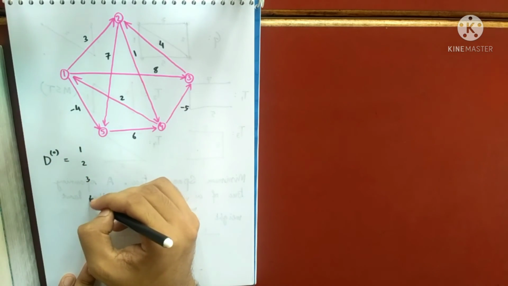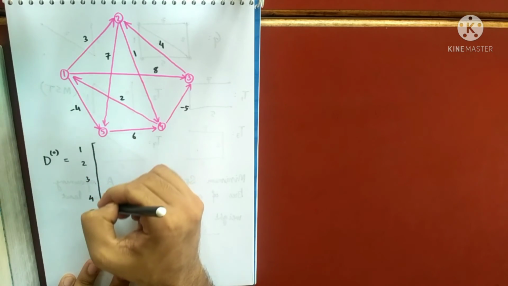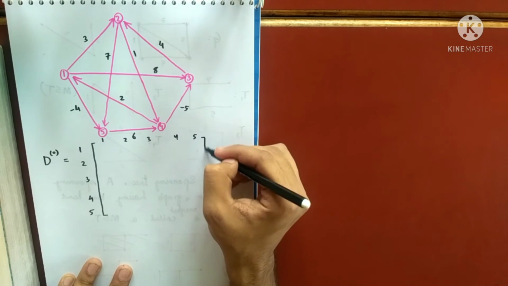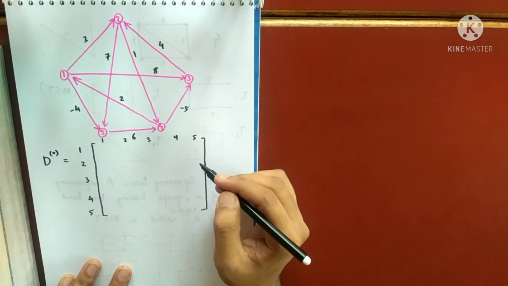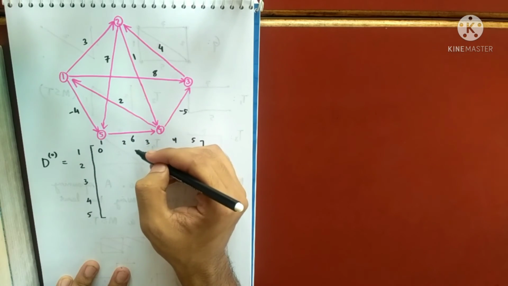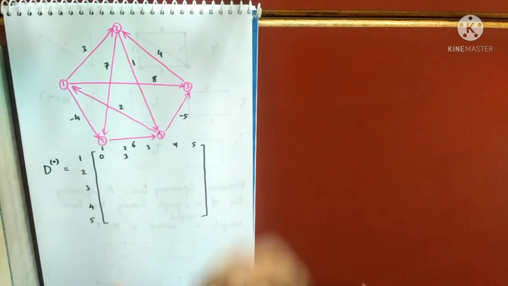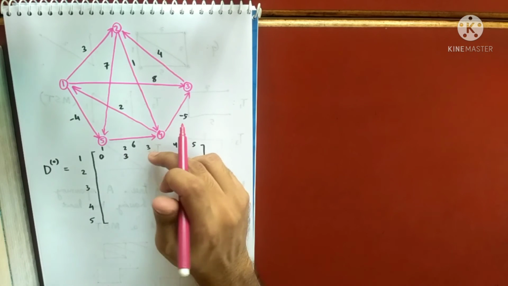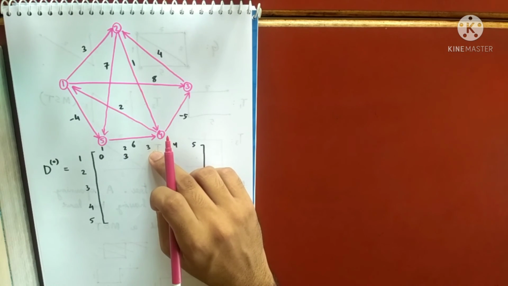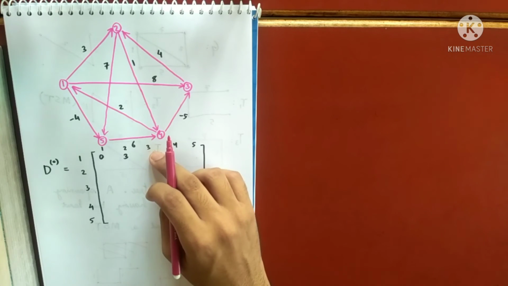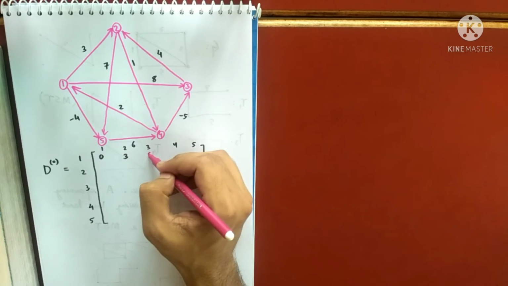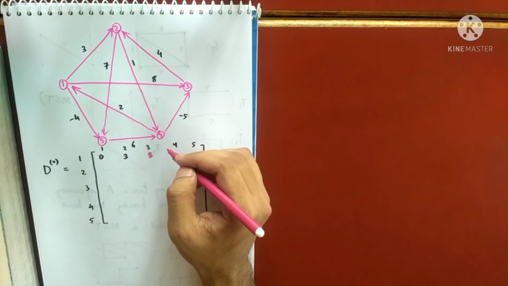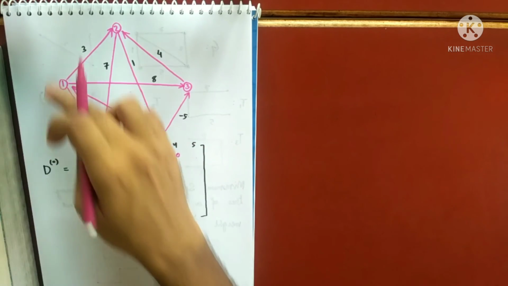So 1, 2, 3, 4, 5. This time the name of the vertices is like this. 1, 2, 3, 4. Let's fill up this one very quickly. So 1 to 1 is always 0. 1 to 2 is 3. So this is 0, this is 3. 1 to 3 is how much? Sorry, 1 to 3 is there, no? Yeah, it's 8. 1 to 4 is not there, it's infinity. 1 to 5 is there. It's minus 4.